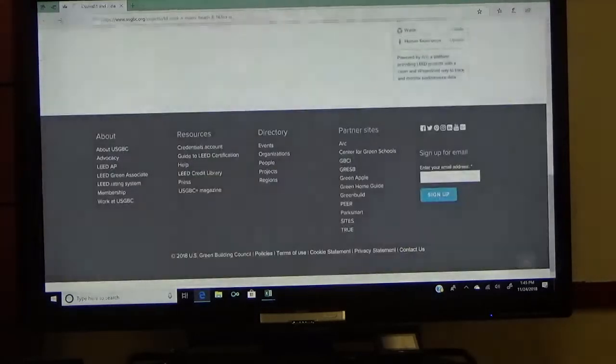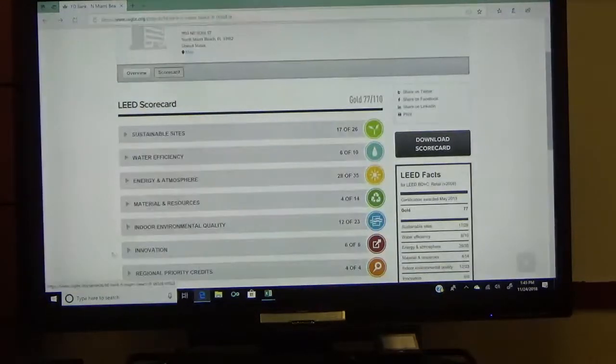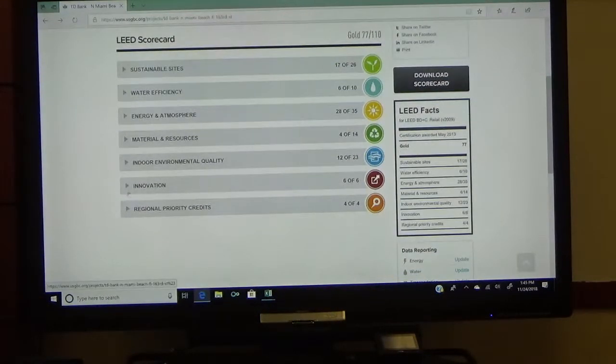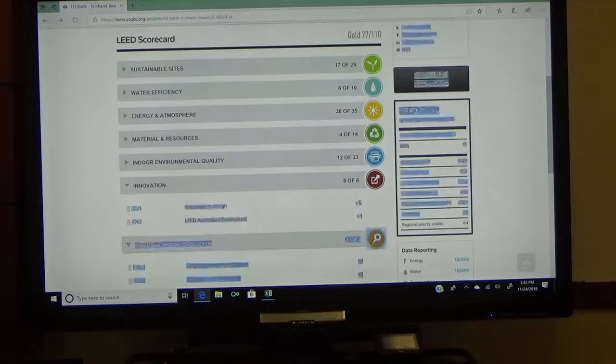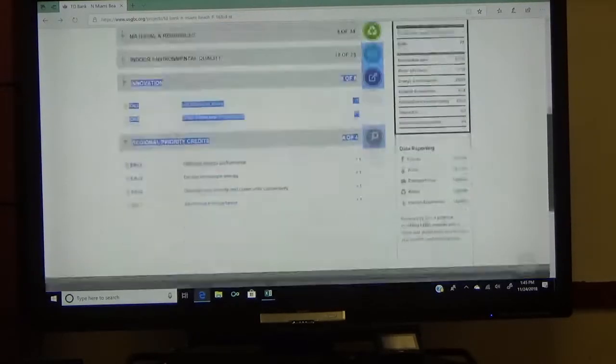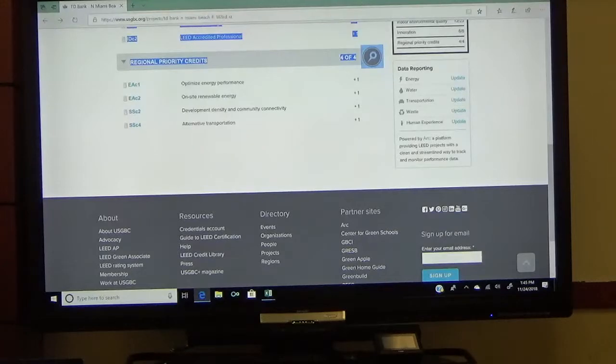All right, and the last one, real quickly, is innovation credits. This would be something cutting edge in terms of the design that maybe no one has ever thought about before, and all of a sudden these folks do it, and wow, you get some points for that. And then there may be points given depending on where you happen to be located geographically, and what those values may be.